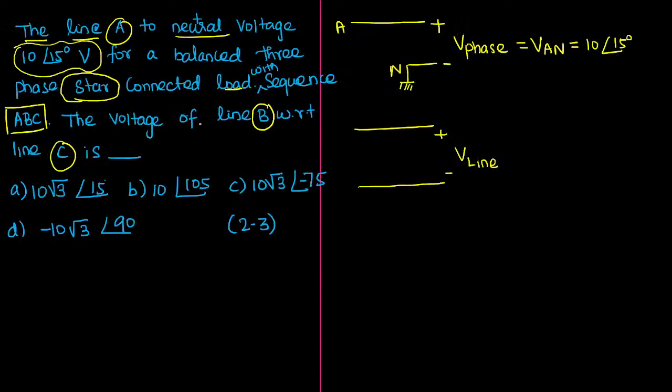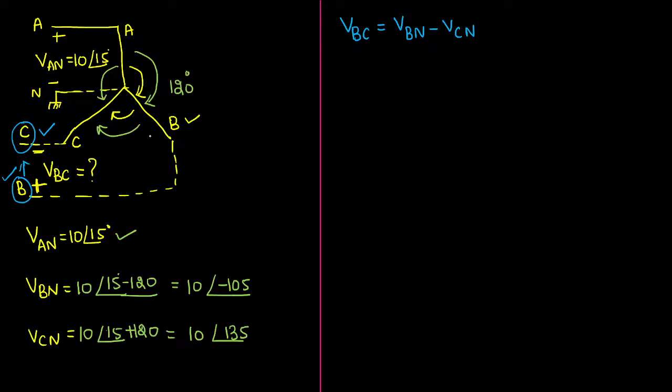It was given in the question: line B with respect to C. So I'm going from B to C. That's all. Simply, VBC means the potential voltage available at terminal B and the voltage available at terminal C. Find the potential difference between them, that will give you the value of VBC. That's all, it is over.